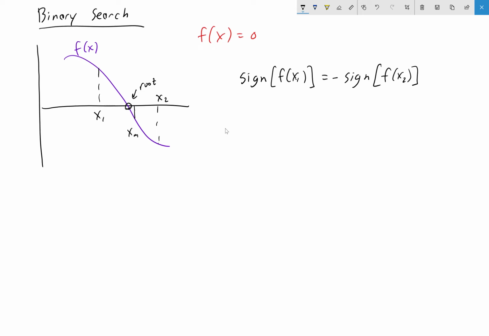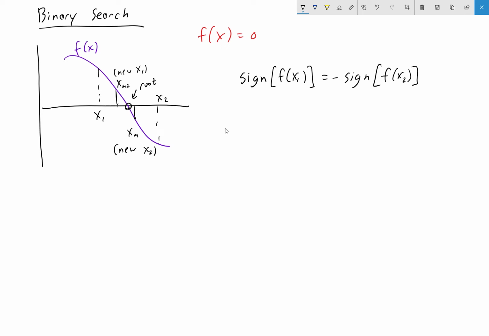Now looking at that, this is a place where the function is negative. So this would now become my new x2. And so now I will look between x1 and that new midpoint. So I'd cut that in half. And so now I've got a new midpoint. We'll put that over here. And that's going to become my new x1.